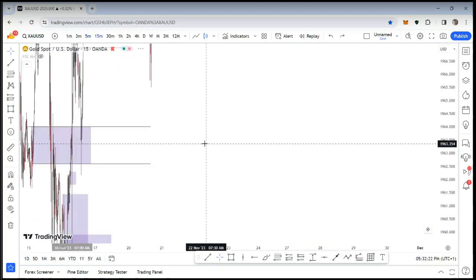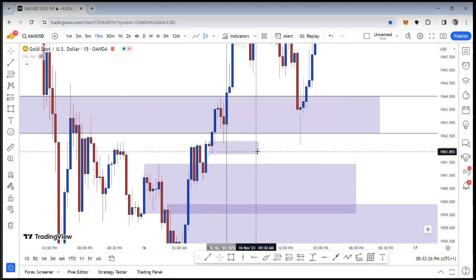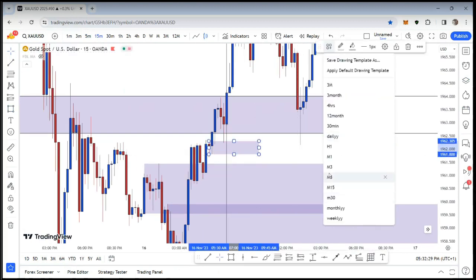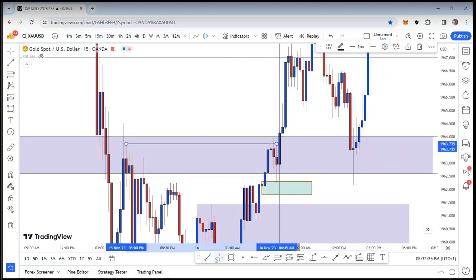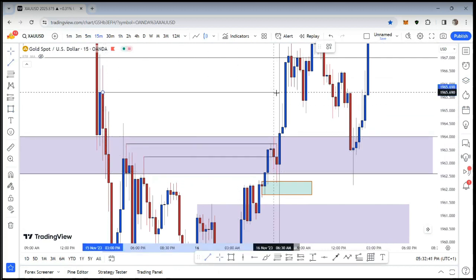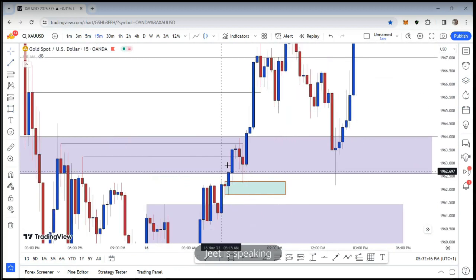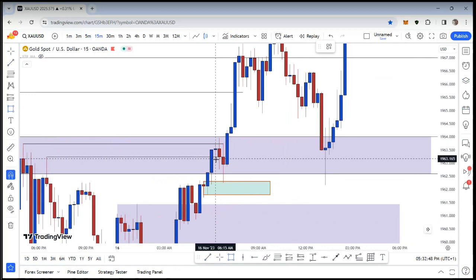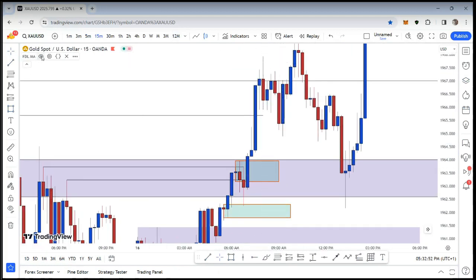Let's go back first of all. So this right here is 15 minutes. And first of all, look at this, guys. This last zone has been violated. This last weak high here has been violated. So obviously, if we have a break of this level, this is where we are heading to. Price broke that level.